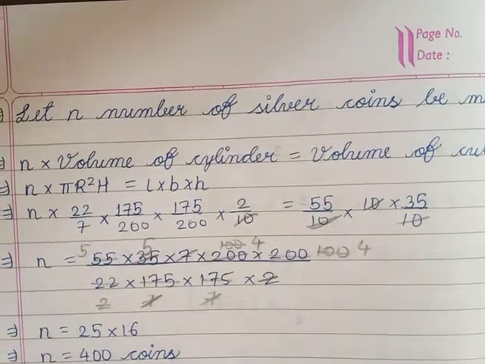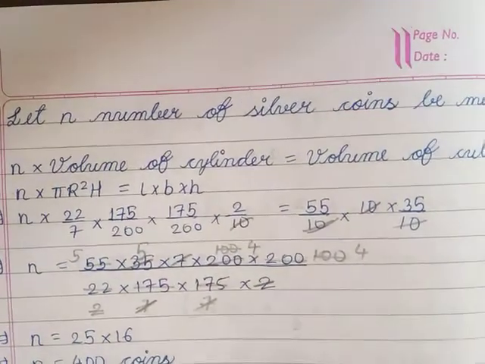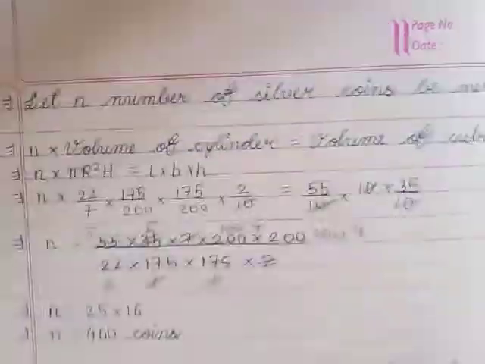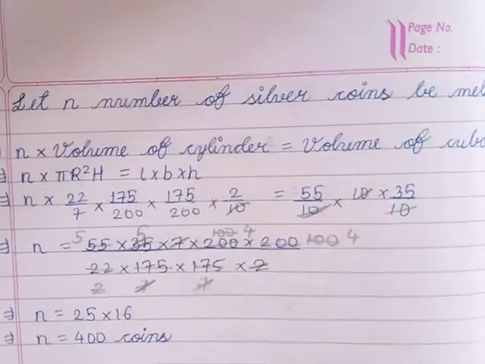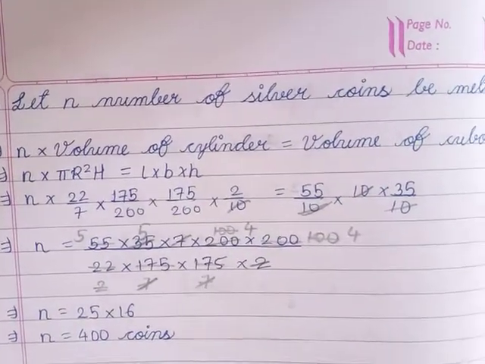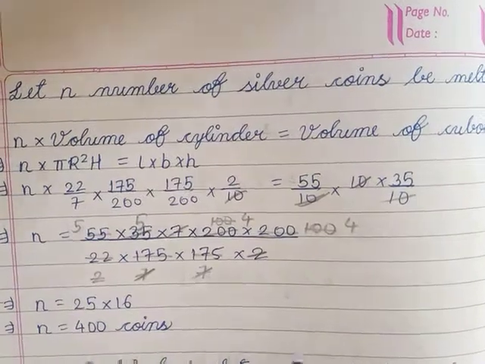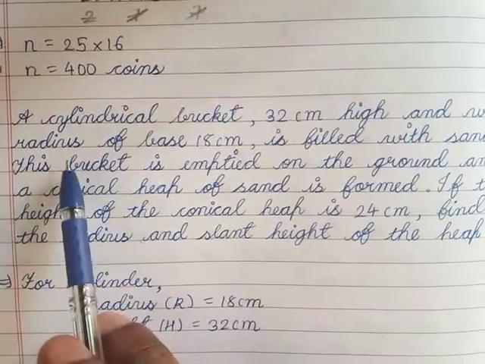So the result you can write; it is not written here. n is 400, so 400 coins should be melted. Let's move on to the next question.